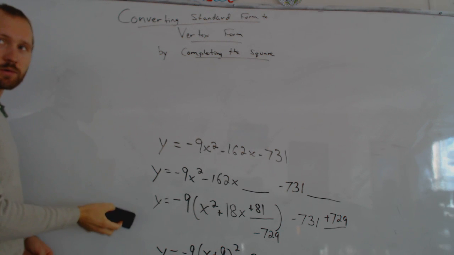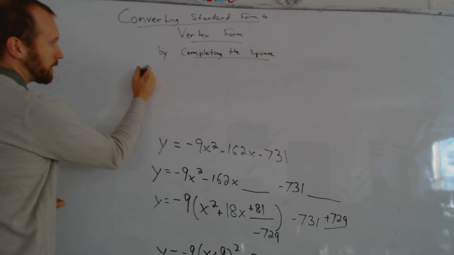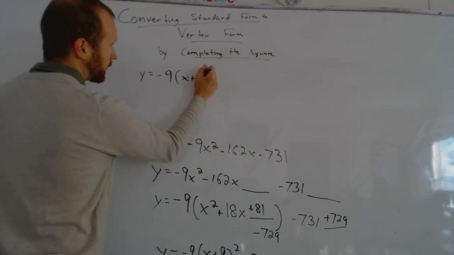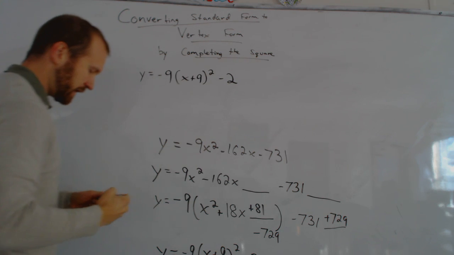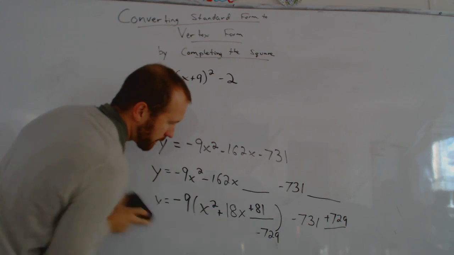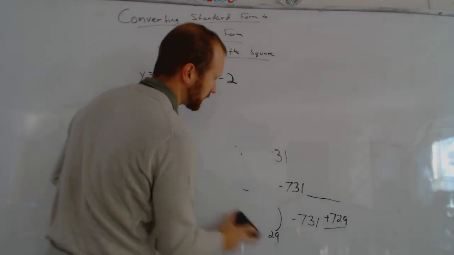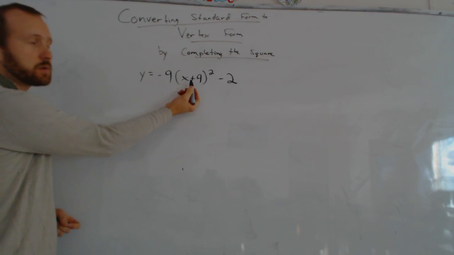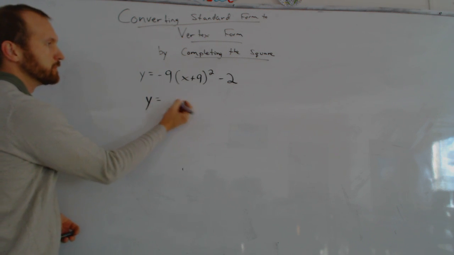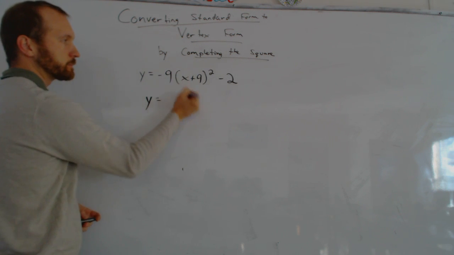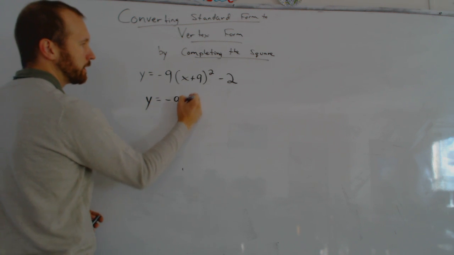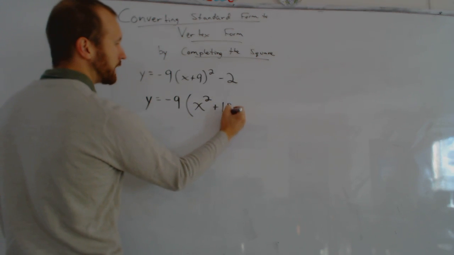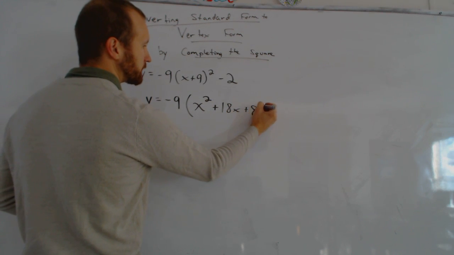So let me show you. We have this, right? y equals negative 9 times x plus 9 squared minus 2. We can check all of our work by just expanding this back to standard form. What would be the first thing that I would do to expand this to standard form? I would do this binomial: negative 9 times x squared plus 18x plus 81.